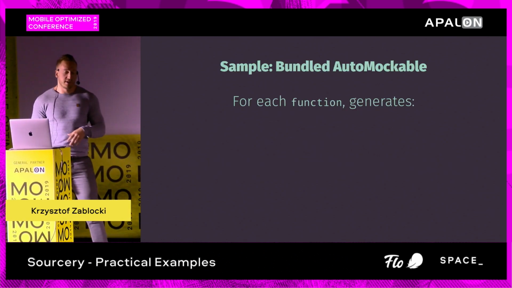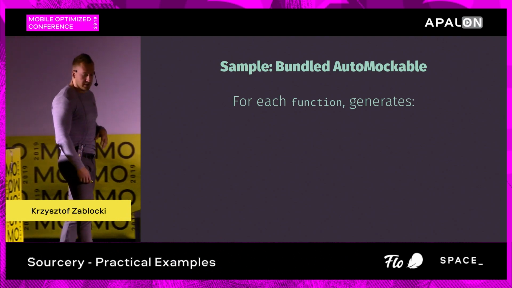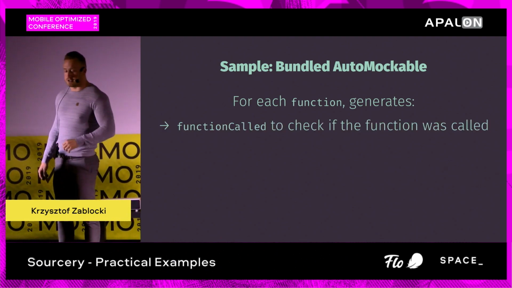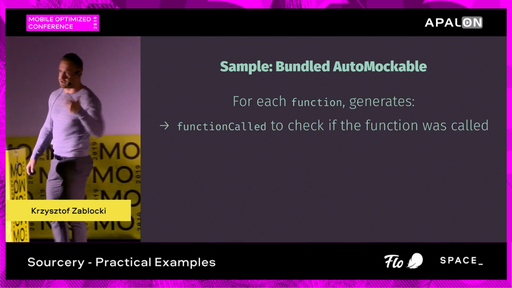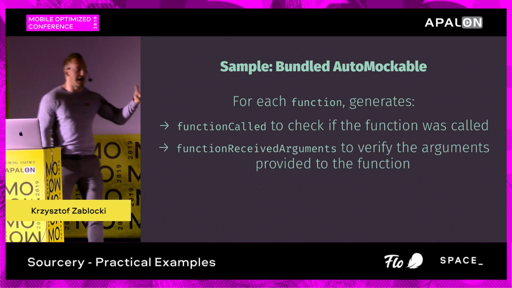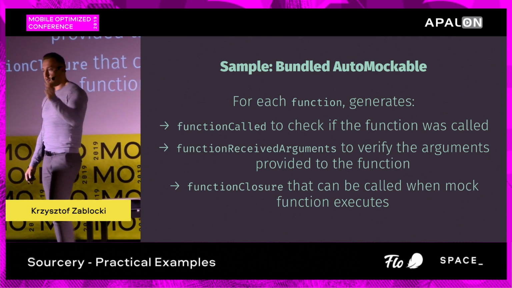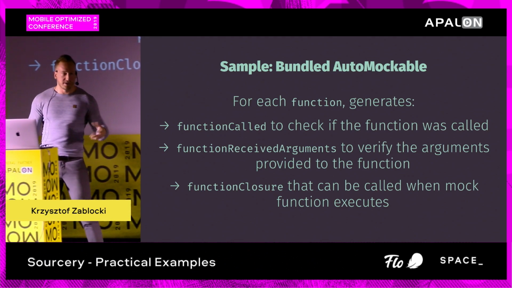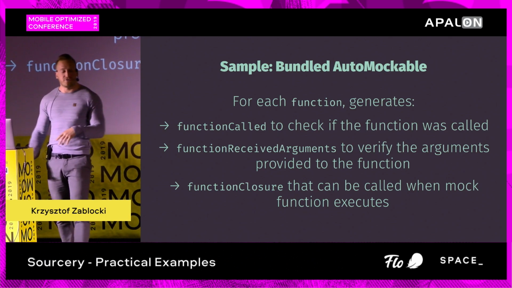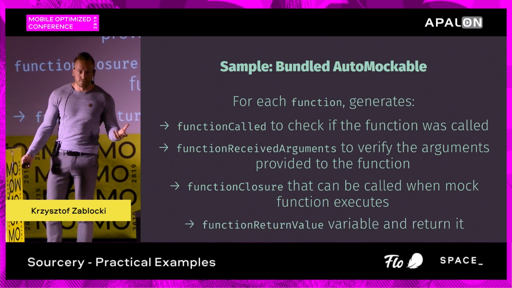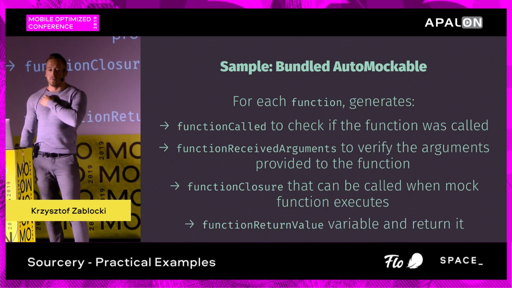The other thing is the auto-mockable, which is very popular. So for each function in your protocol, this will generate a function call to see whether that function was actually called. It will give you the arguments that the function received. You are able to provide a closure that will be called when the function is getting executed by your actual object, so you can have side effects, and you can return a value. So this is a very simple mocking.